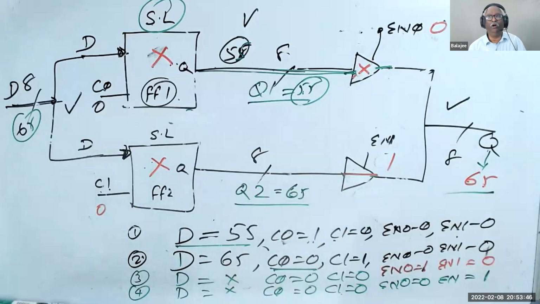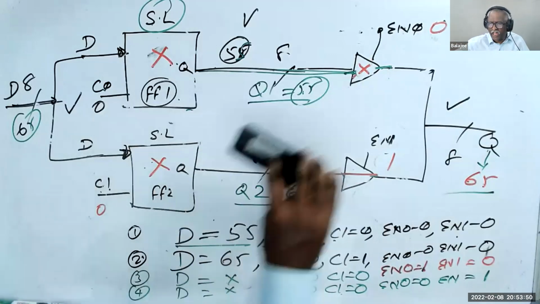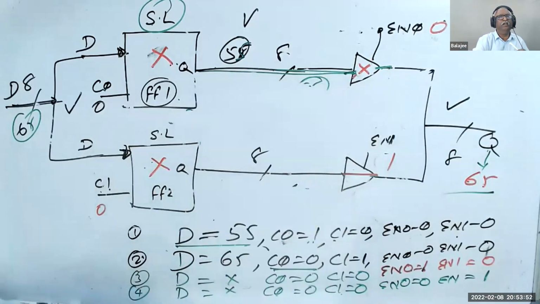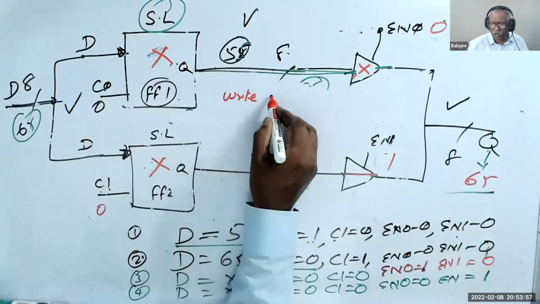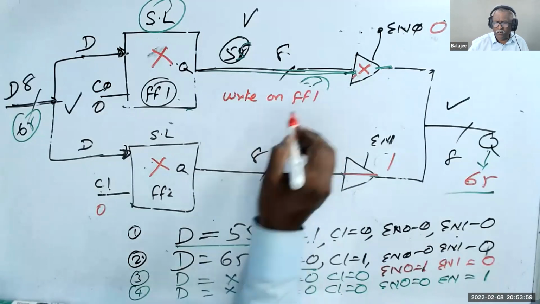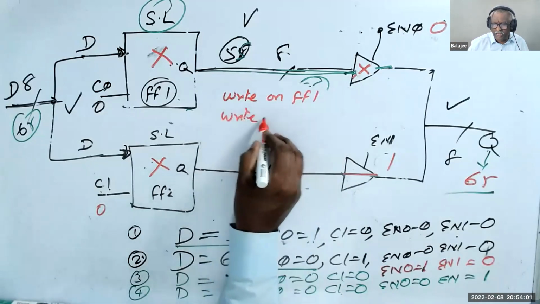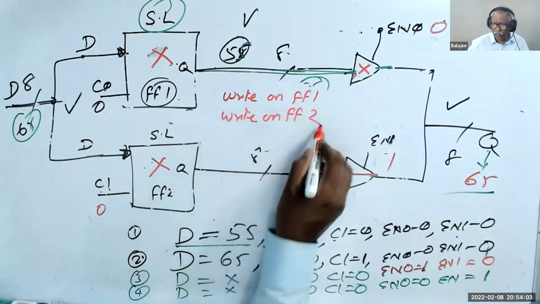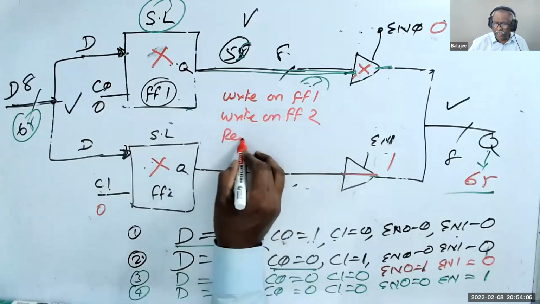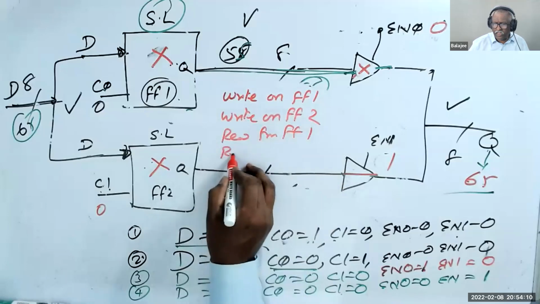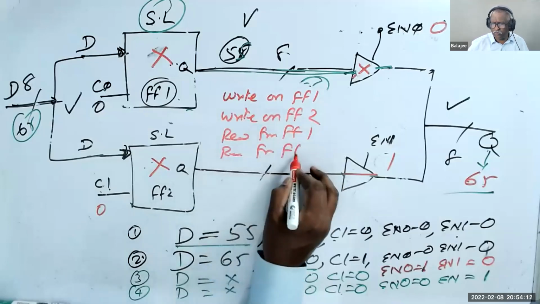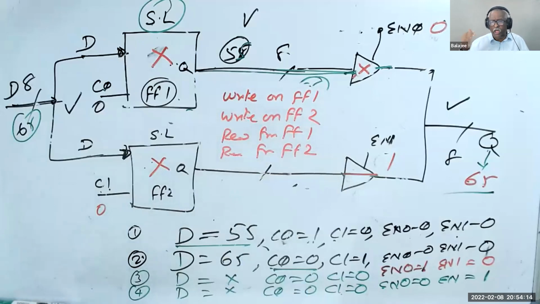Correct. Now you see here, I do 4 operations. Understand, I do 4 operations. First one is write on flip-flop 1. Write on flip-flop 2. Read from flip-flop 1. Read from flip-flop 2. Am I right? I do 4 possibilities. Am I right?